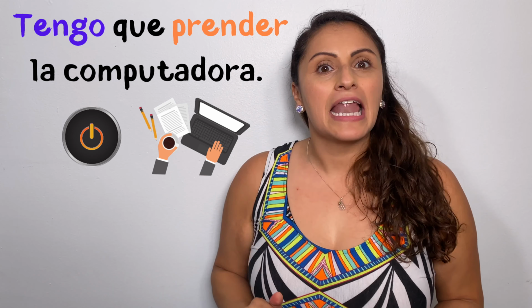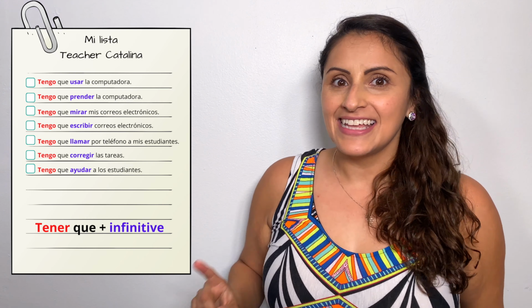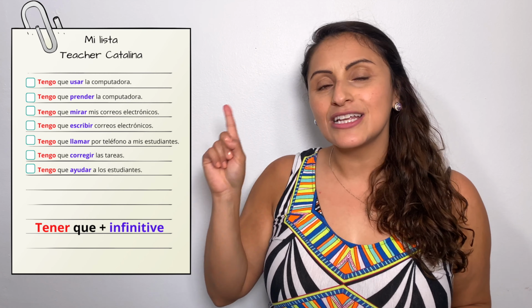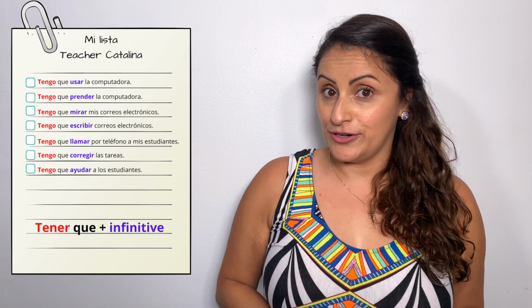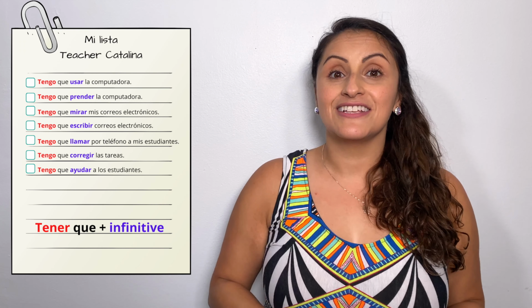We just looked at all of the things that I have to do for school. Las cosas que tengo que hacer para la escuela. Did you notice that all of the sentences had tener que plus an infinitive? Look at my to-do list again. Take a minute and make sure you kind of go over those things that I have to do. Notice the pattern. Tener que plus an infinitive.